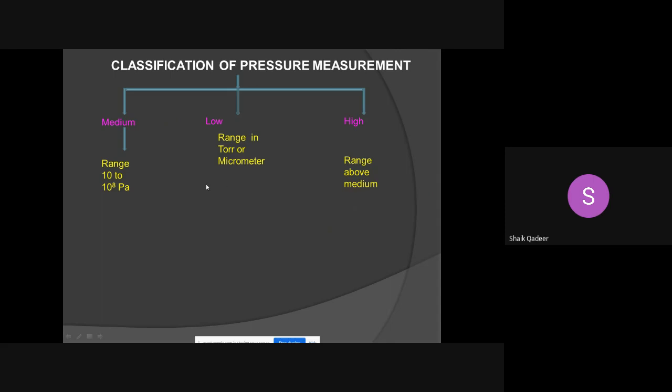Okay. This I already told you. The pressure measurement is classified based upon the range of pressure under measurement. If it is low pressure, the range covered is in micrometers or torr. If it is in the medium range, then it covers from 10 to 10 to the power 8 pascals. And any pressure above this is called high pressure.